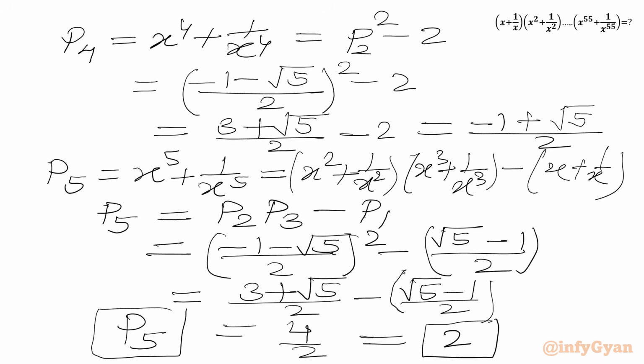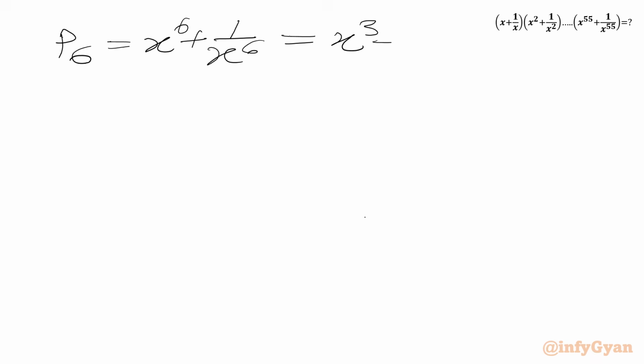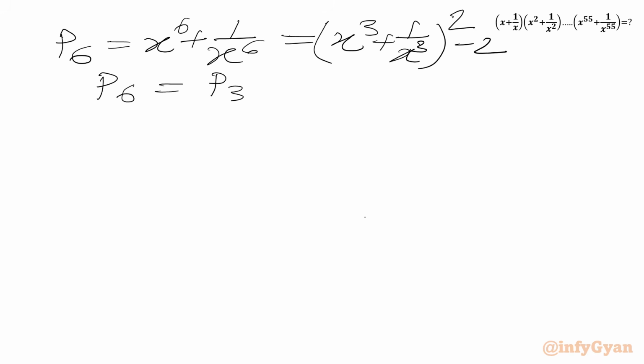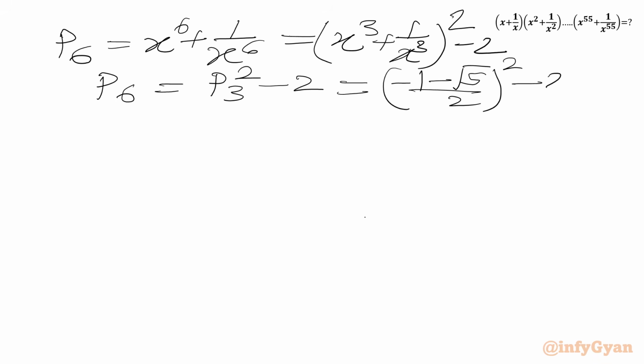Now we are going to find P6 to check its cycle or period. So I will write here P6. P6 will be equal to x power 6 plus 1 over x power 6, which will be equal to (x cube plus 1 over x cube) whole square minus 2. Or we can say P6 will be equal to P3 whole square minus 2. So we can write the P3 value, (minus 1 minus root 5) over 2, whole square, minus 2.